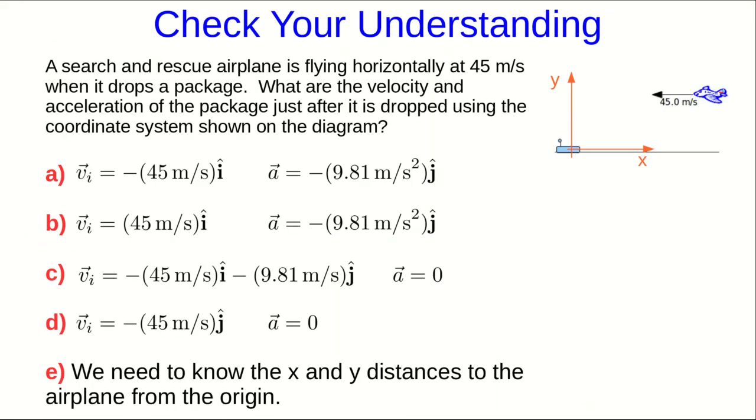Let's check your understanding of these ideas so far. So we have an airplane and it's flying horizontally at 45 meters per second and it drops a package. And I want you to tell me about the velocity and the acceleration of the package just after it is dropped, the instant after it is dropped, and use the coordinate system that I've shown here on the diagram.